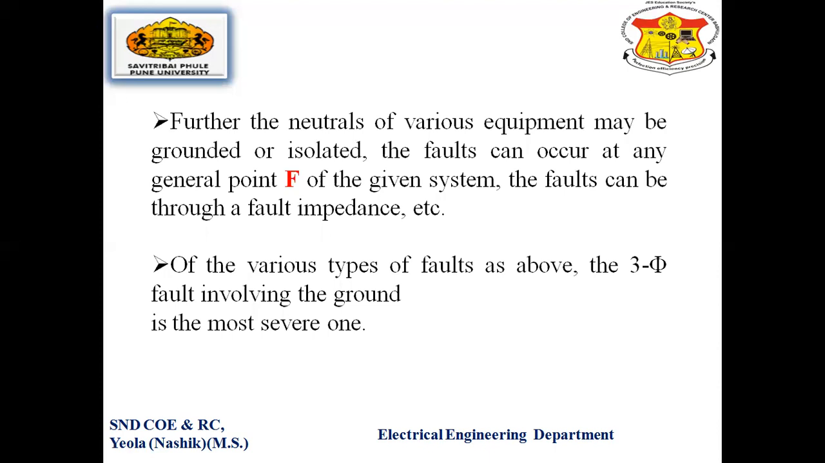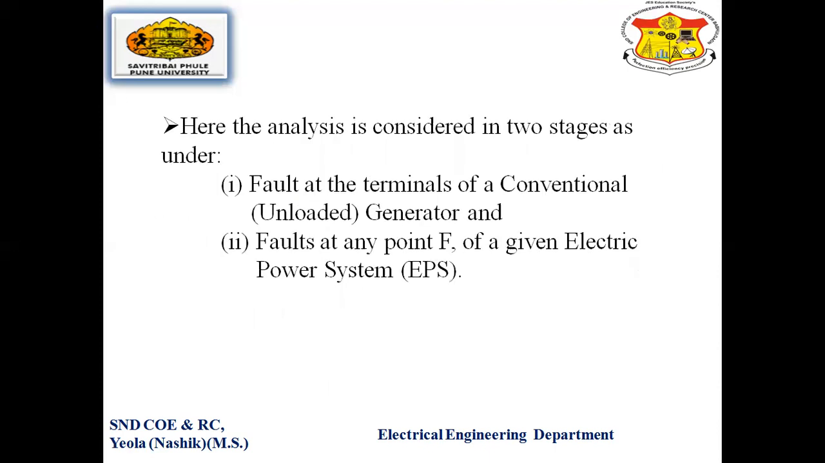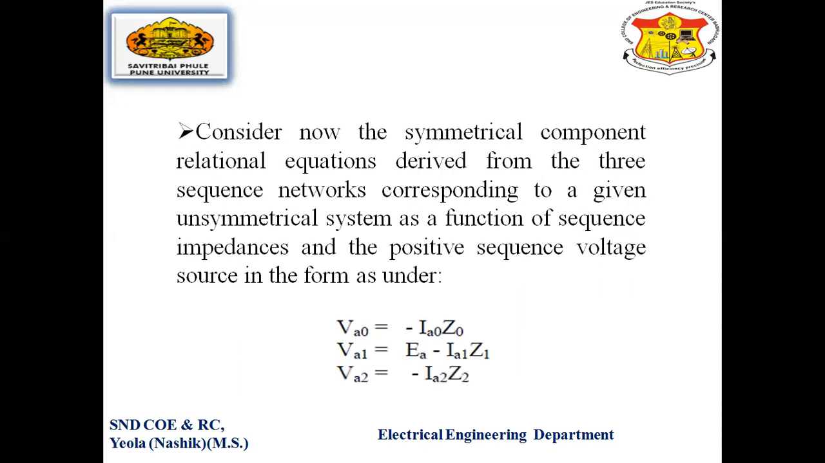Further, the neutral of the various equipment may be grounded or isolated. The fault can occur at a general point F of the given system. The fault can be through a fault impedance, etc. Of the various types of fault as above, the three-phase fault involving the ground is the most severe one. Here, the analysis is considered in two stages. First, the fault at the terminal of the generator. Second, the fault at any point F of a given electrical power system, EPS.